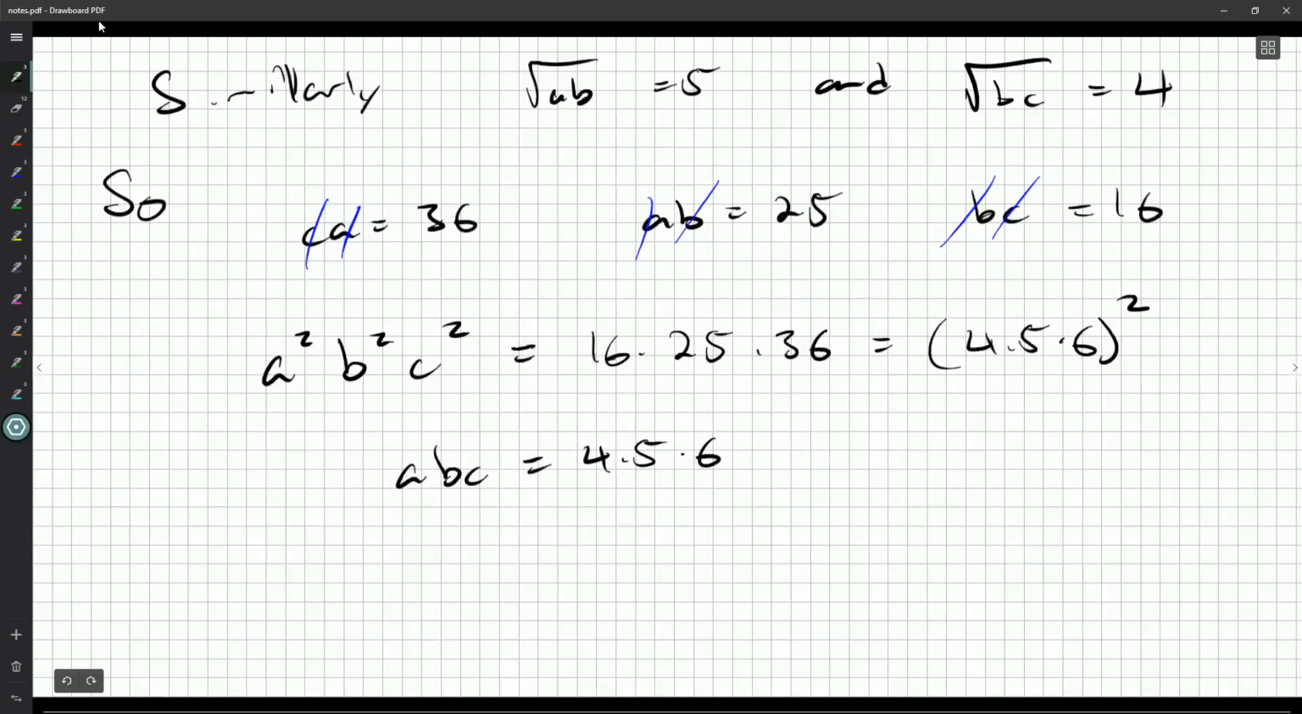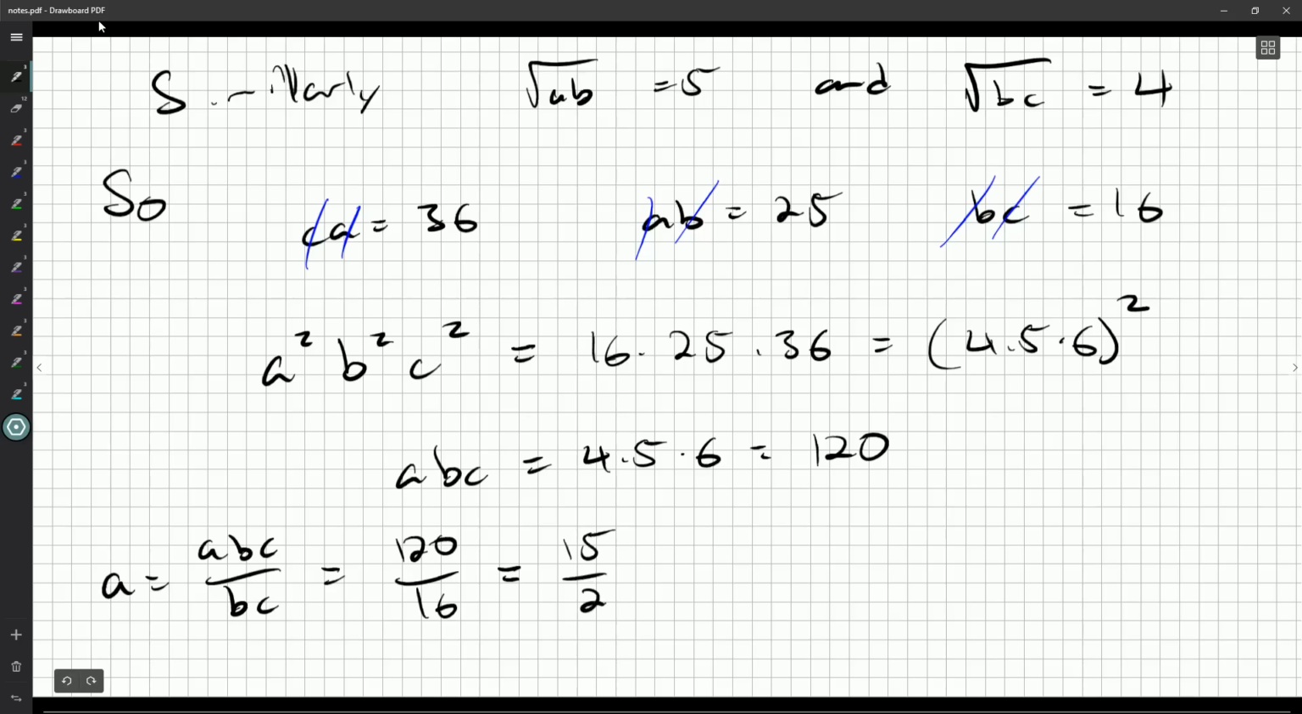And then if I divide that, A will be ABC divided by BC. I know that that's going to be 24 times 5, which is 120. So that'll be 120 divided by 16. Divide by 8, and you'll get 15 over 2. B is going to have to be ABC divided by AC, but fortunately I know AC is 36. So 120 divided by 36. That'll be 20 over 6, or 10 over 3.